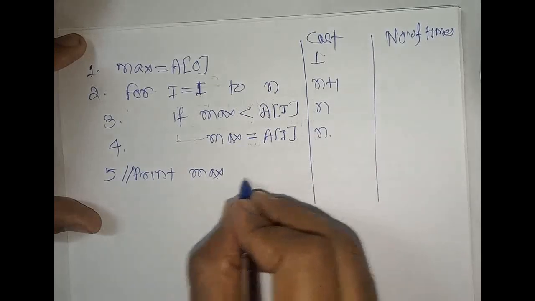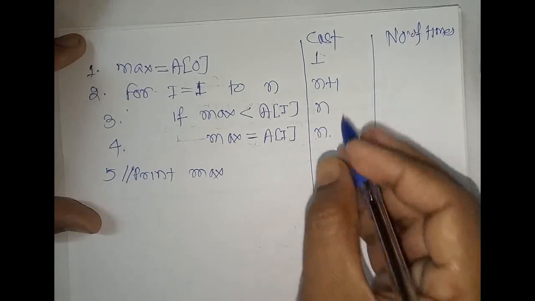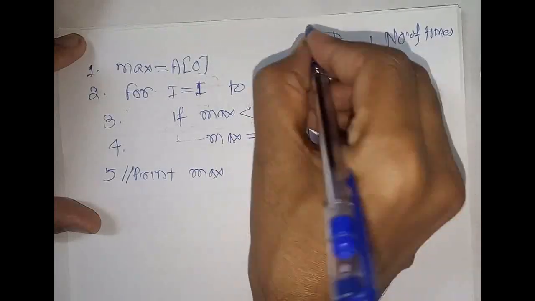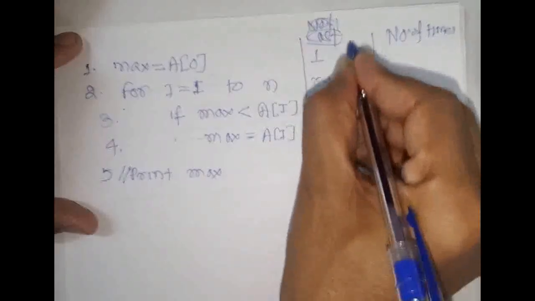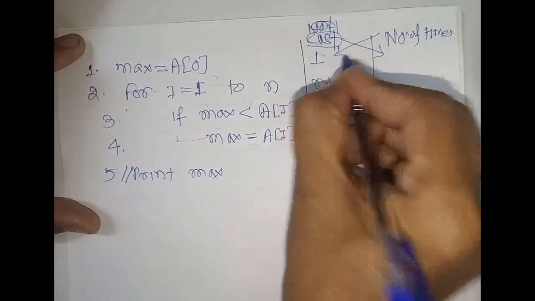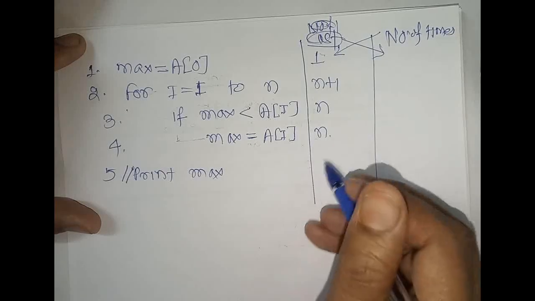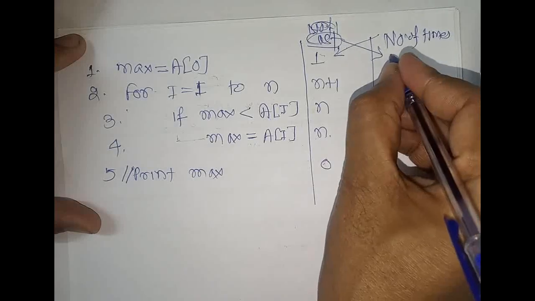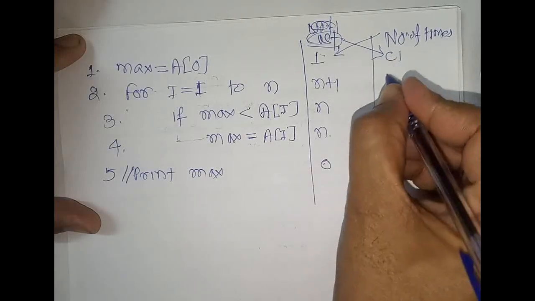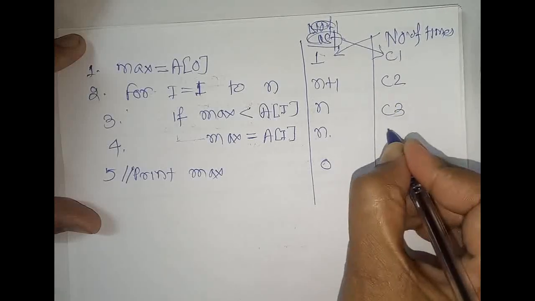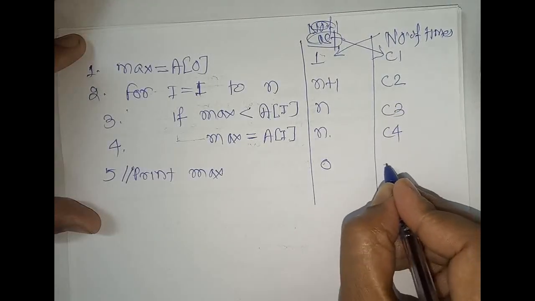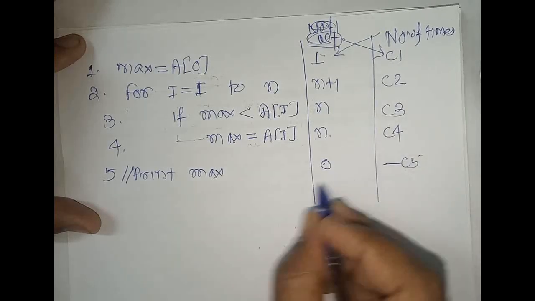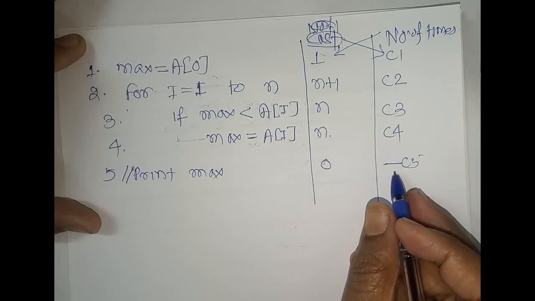And here we have written the number of times, so we will change it here: cost here we are writing, and number of times we are writing here. This will execute 0 times, because this is a comment, and let the cost of this be C1, the cost of this be C2, C3, C4, and this is 0, so no need to write it, or you can write it as C5, and this will be multiplied by 0.